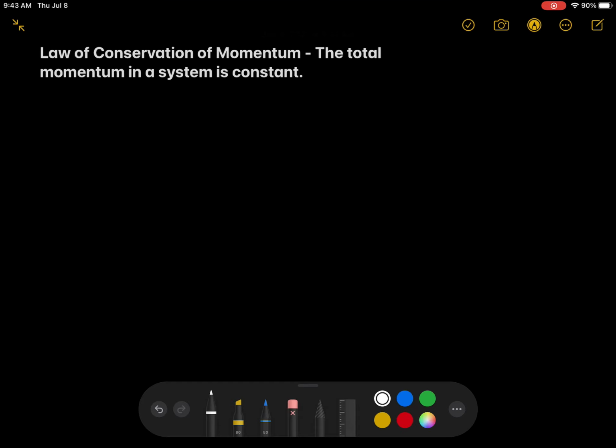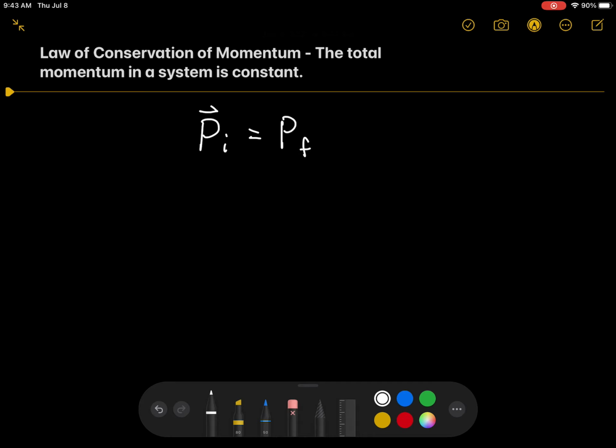Well, what does that mean in math terms? Well, that just means that the initial momentum is equal to the final momentum of the entire system. So let's just say we were focusing on just the x-coordinate of a collision between some amount of particles. This is just going to be the momentum in the x direction initially is equal to the momentum in the x direction for the final part, or after the collision.